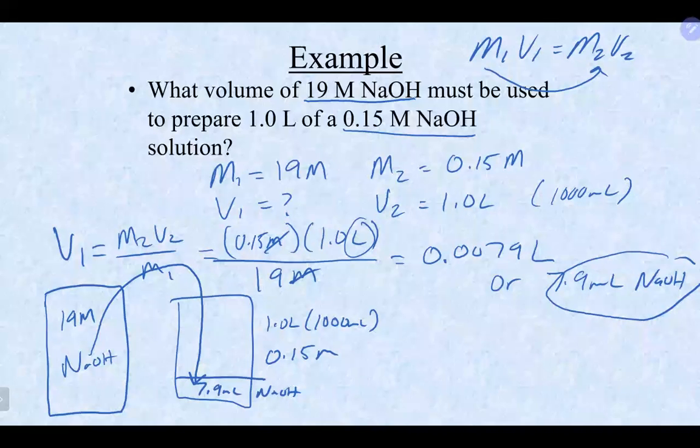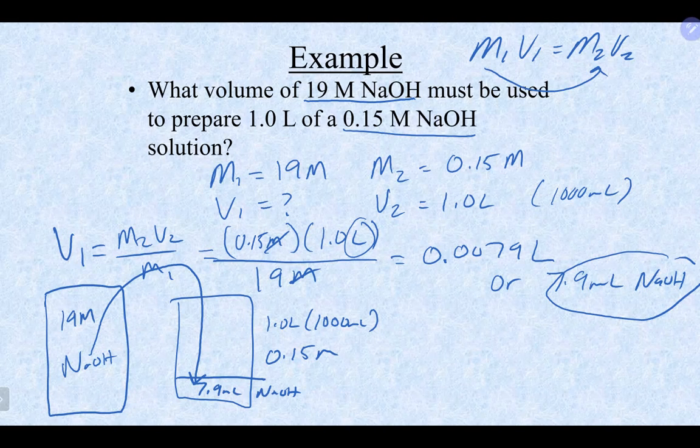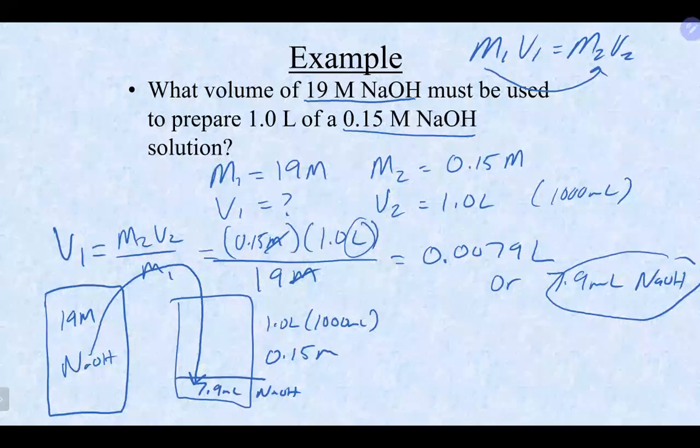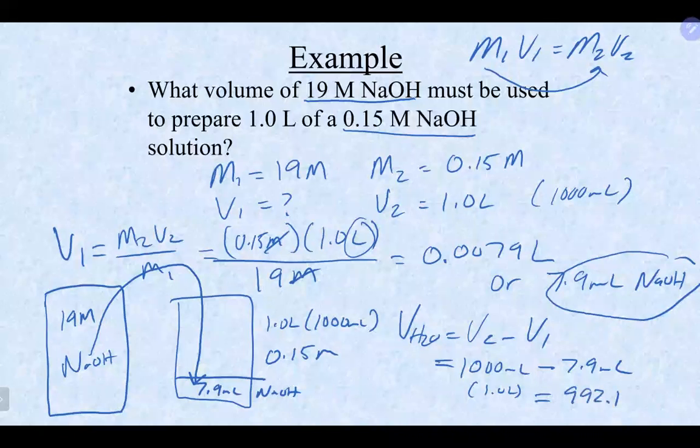So a very common question that's oftentimes asked in dilution problems is how you make the solution or how much water you would need to add. To figure out the water, typically it is the final volume, or V2, minus V1. So we really want to make 1 liter or 1,000 milliliters, and we already put in there 7.9 milliliters of our solution. So if we take 1,000 minus 7.9, it tells us that we need to put in about 992.1 milliliters of water with it.